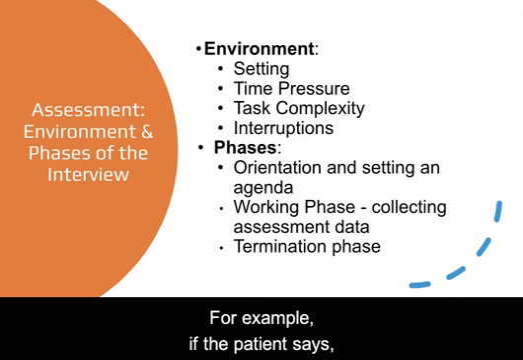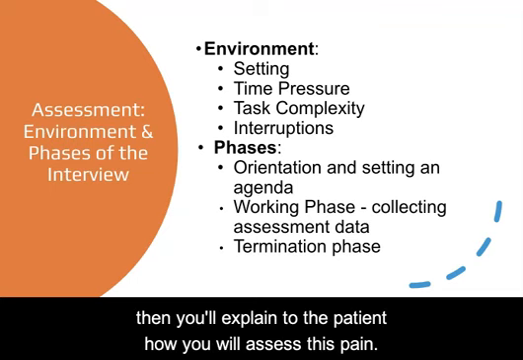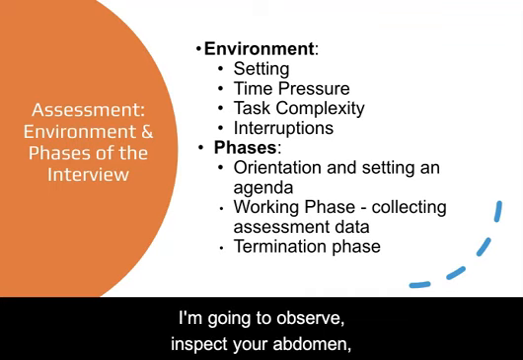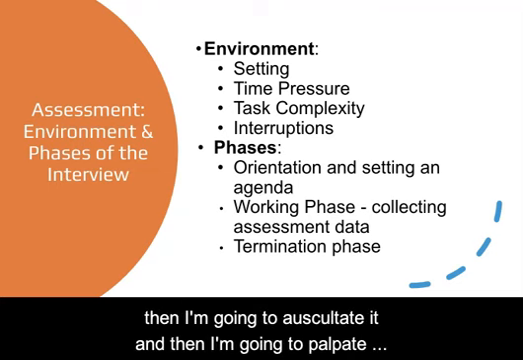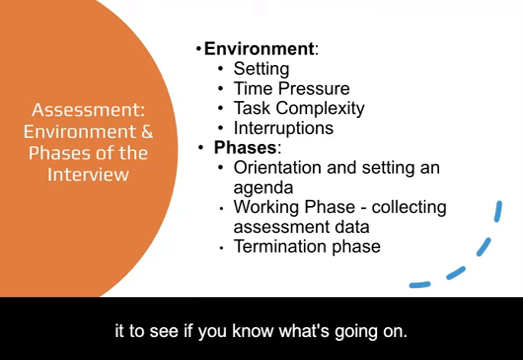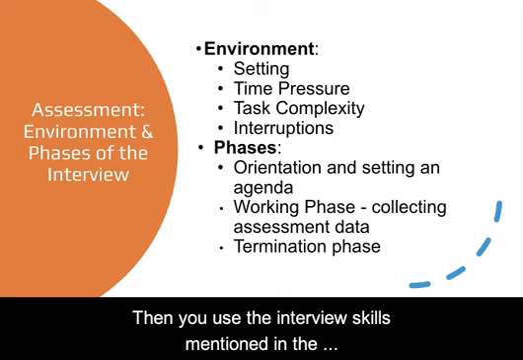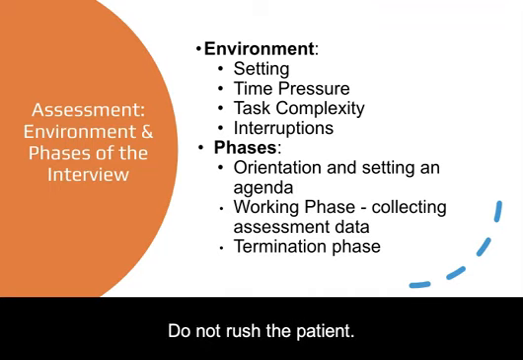For example, if the patient says they have abdominal pain, then you'll explain to the patient how you will assess this pain, right? You're going to tell them, okay, I'm going to observe, inspect your abdomen, then I'm going to auscultate it, and then I'm going to palpate it to see what's going on. So that way the patient is aware of what you're going to be doing, right? Then you use the interview skills mentioned in the previous slide. Do not rush the patient. An initial interview is very extensive, so make sure you have time, right? So this is your working phase.